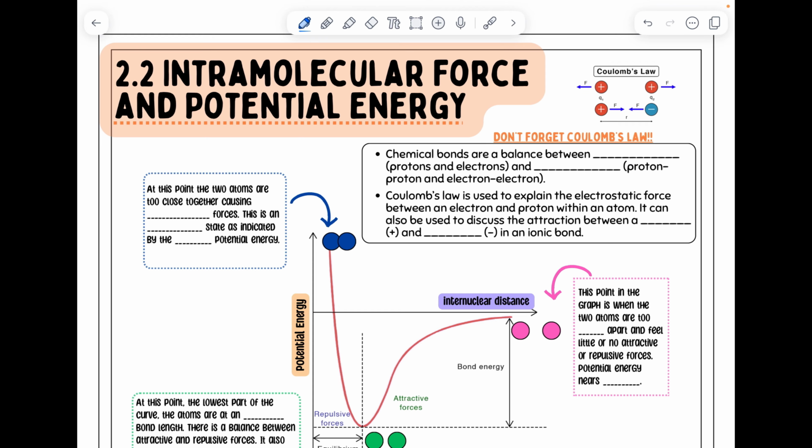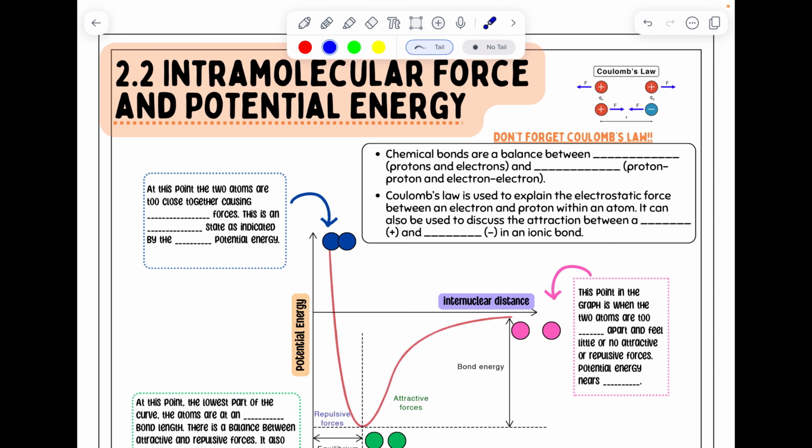When discussing this, let's revisit Coulomb's law. And Coulomb's law, remember, states that the force is determined by the strength of the charges, which is in our numerator, and the distance between those charges. So that's in our denominator of Coulomb's law.